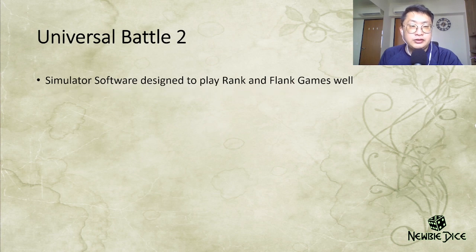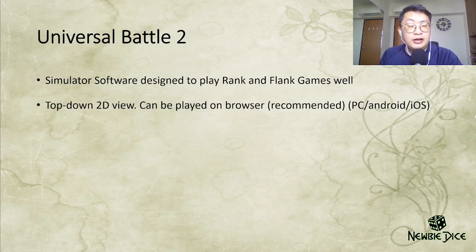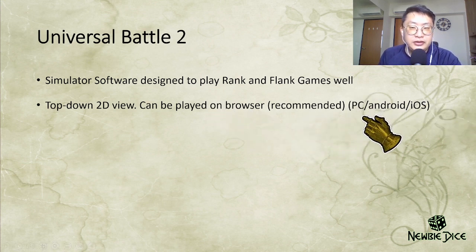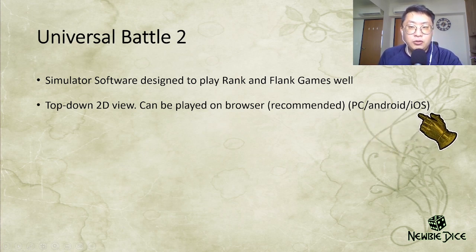Universal Battle 2 is simulator software, sort of like Tabletop Simulator, but in 2D, and designed to play rank and flank games very smoothly. Most people that play Universal Battle 2 are playing either 9th Age or Kings of War. It's a top-down 2D view and very graphics friendly, so it's not intensive on your graphics. You can play it on a web browser, even on your work computer. It's recommended to play on a browser. They have a PC app version, but I find the app very laggy and slow. They also have it on mobile devices, but playing by touchscreen is quite clunky.